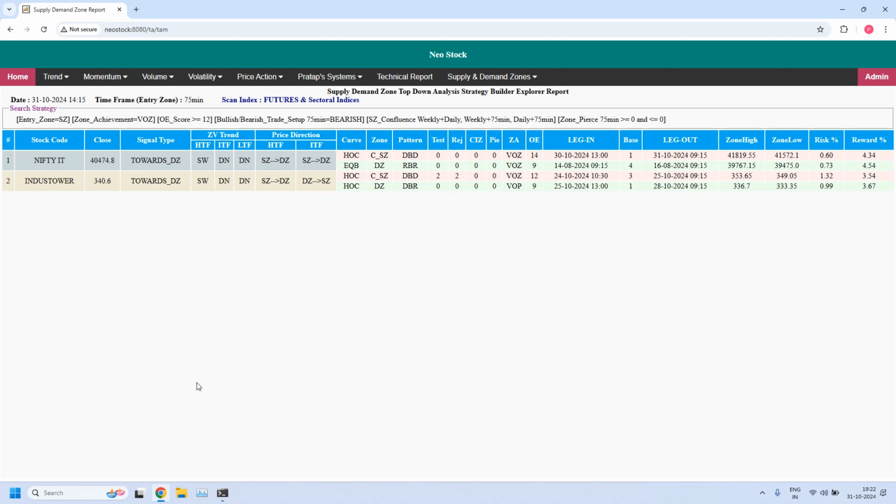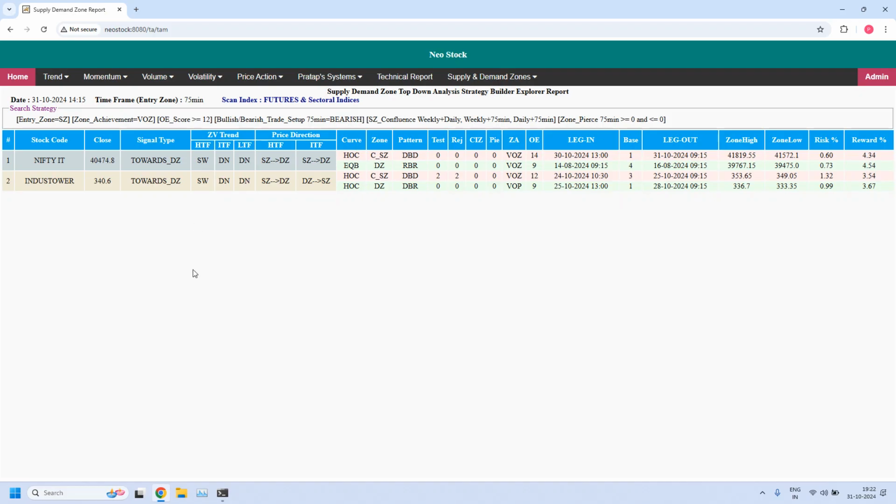In these 2 stocks, the 75 minutes entry zone is part of the daily zone. Both together again part of the weekly zone. But the weekly trend is sideways, so no need to check for EMA confluence, because EMA confluence does not give any extra advantage if the trend is sideways.